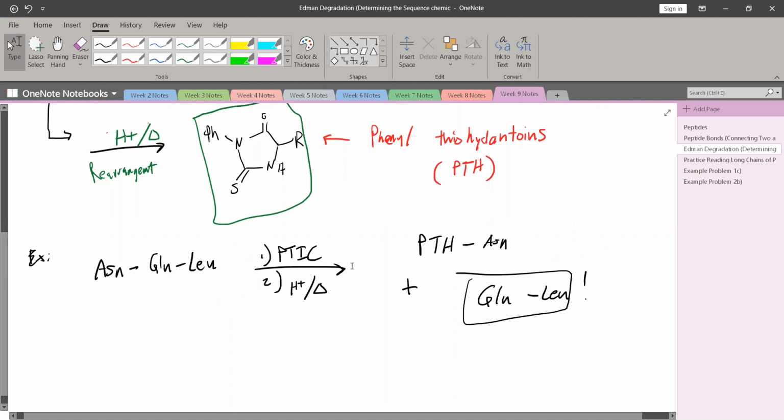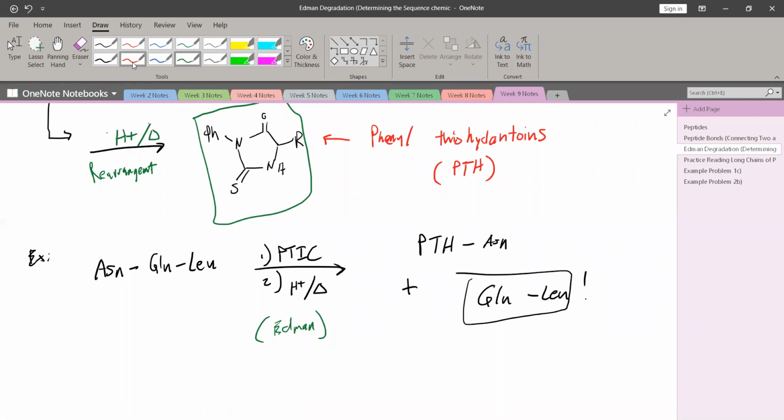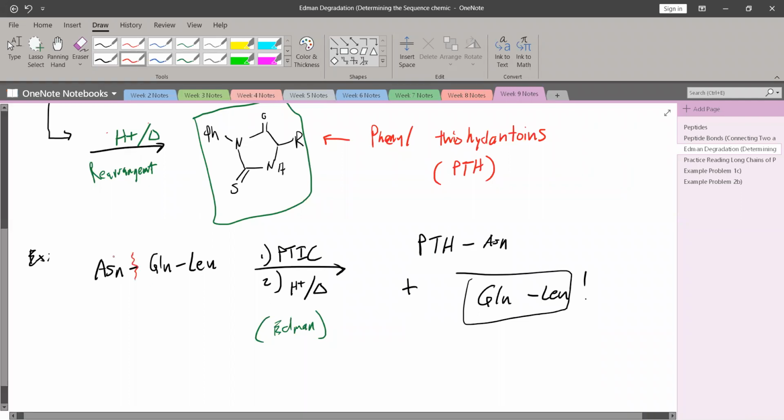I'll talk about this reaction a bit later. When we do the Edman degradation, first we get a molecule of ASN-PTH. Again, we'll talk about this later, but it essentially cuts off this N-terminus amino acid and then leaves just the last two, in this case glutamine and leucine. All right, but how does this reaction work?